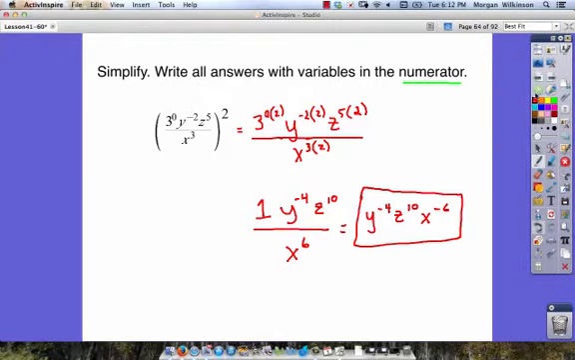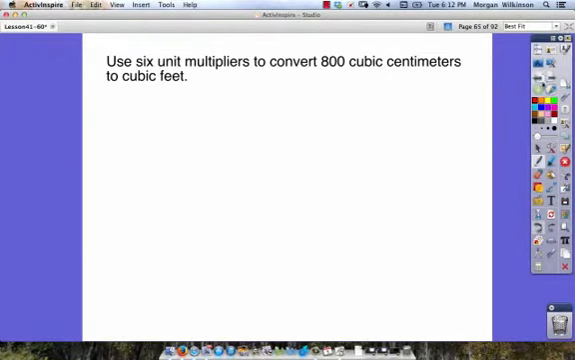Let's look at our next examples for today. Now we've converted linear units like straight lines like miles to feet. We've converted units of area like square feet to square inches. And now we're going to convert cubic units. So this one says use 6 unit multipliers to convert 800 cubic centimeters to cubic feet. So to go from centimeters to feet, we're going to have to go from centimeters to inches to feet.